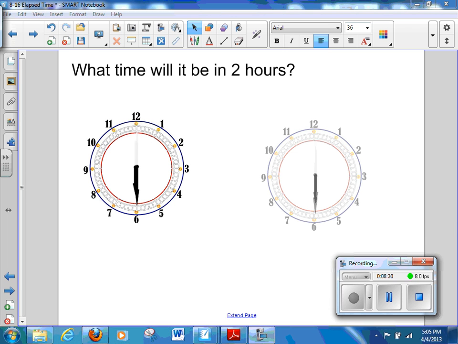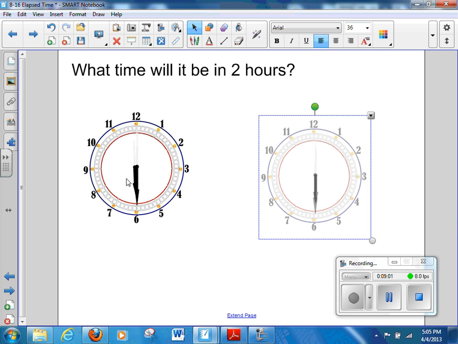New clocks and a new question. What time will it be in 2 hours? I'm going to only move the hour hand because the minutes don't change. It just is saying what time will it be in 2 hours. Let's see if I can get that hour hand. There's 1 hour. There's 2 hours. What time will it be in 2 hours? I'm going to put that back where it was. That was my starting time.